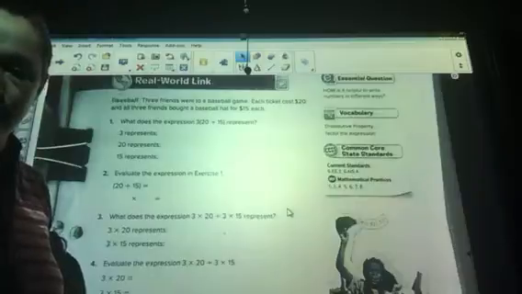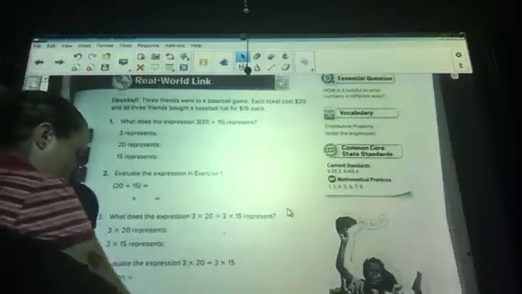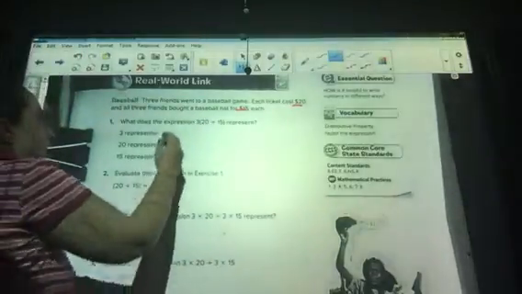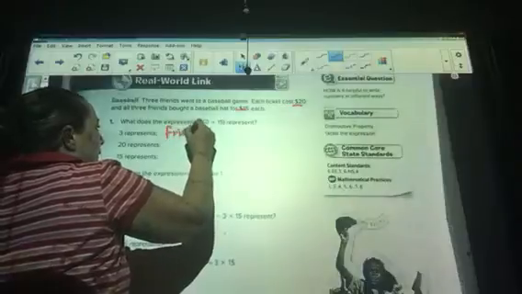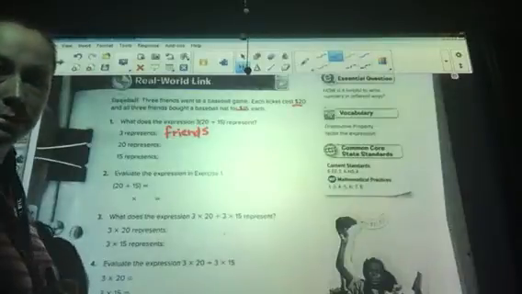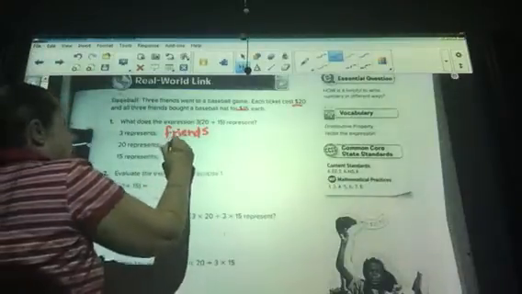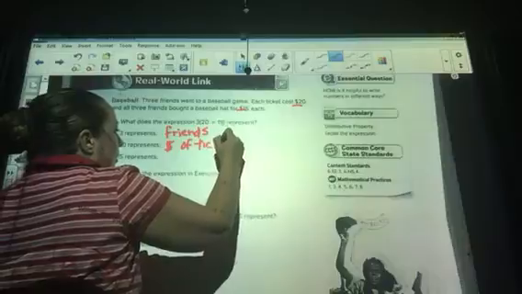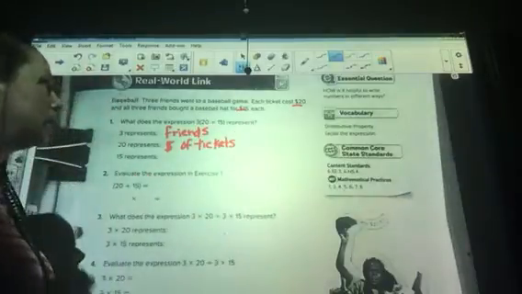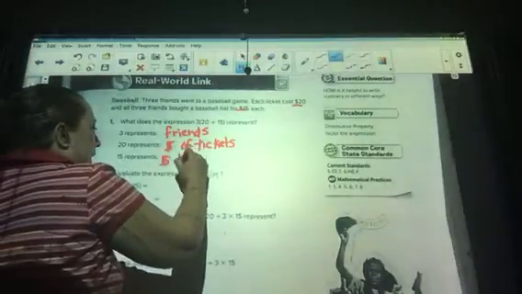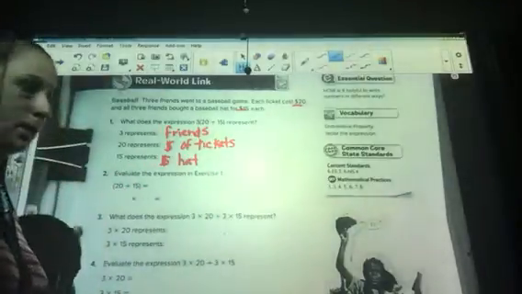Well, what does a 3 represent? Let's think about it. We have 2 values here and here. We have a $20 and a $15. So that takes care of those. What is this 3? Right, that's how many friends. So the 3 represents friends. So what does a 20 represent? Represents the cost, I'm just going to put a dollar sign, of the tickets. And finally, what does a 15 represent? And that is cost of the hat. Cost of the hats that they bought.